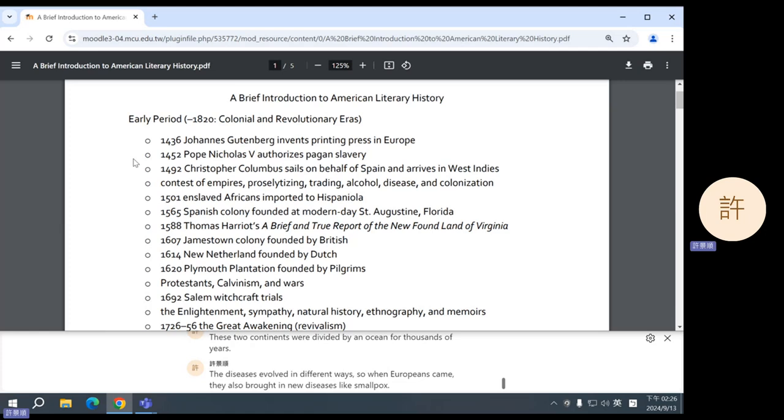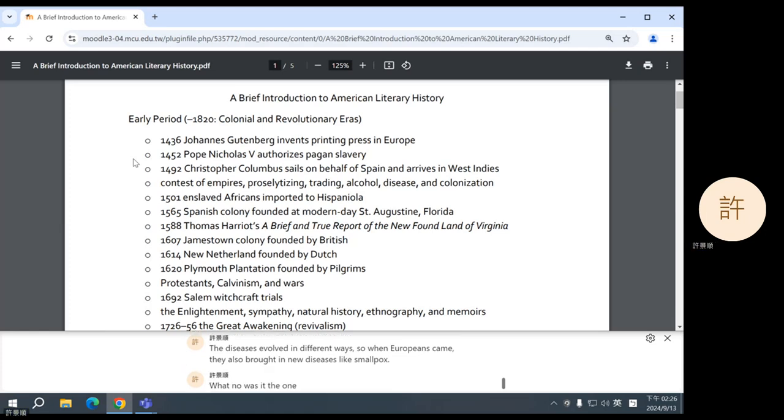Douhua, no, not douhua. I can't remember the Chinese. Tianhua, yes, Tianhua. Thankfully, today smallpox is no longer existing in the wild.